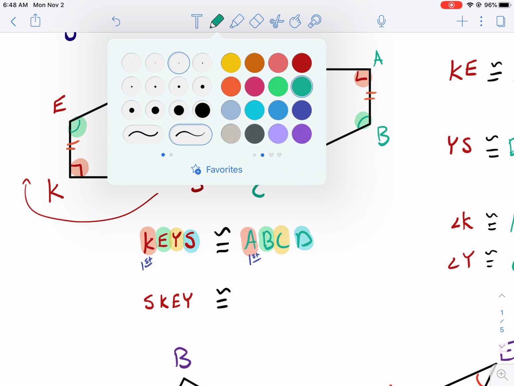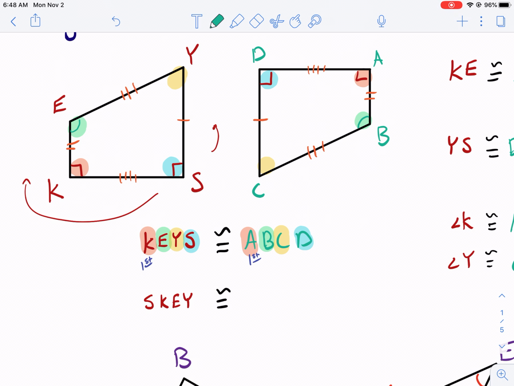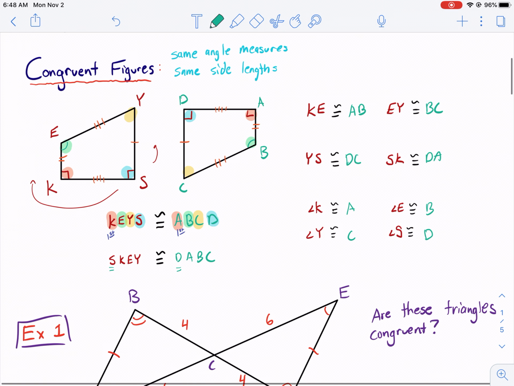So now I need to label my angles in the same color order. The angles need to match the angles listed here. So I couldn't call it CDAB because C and S are not equal. Instead, I must do the corresponding angles. So that's D, A, B, C. Therefore, all those angles match each other.